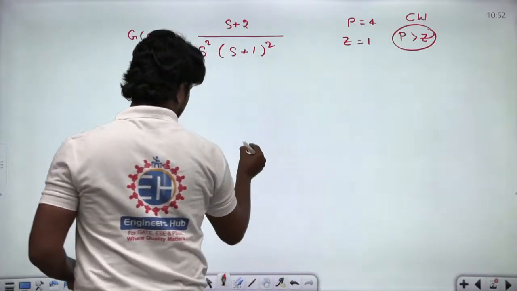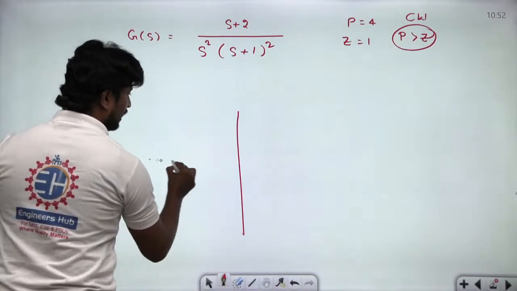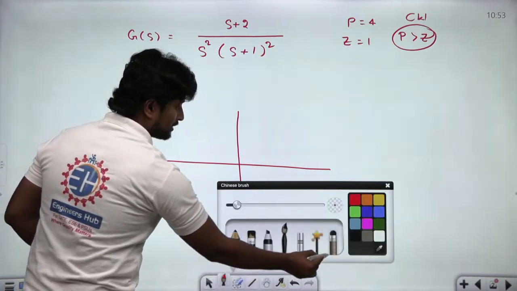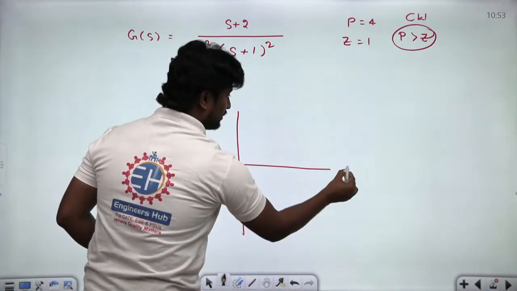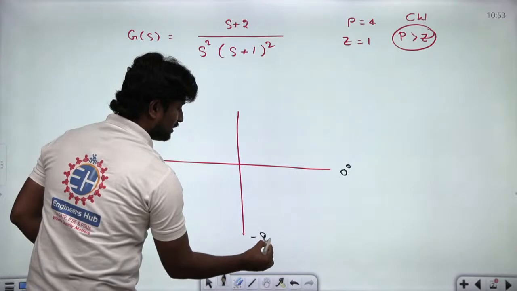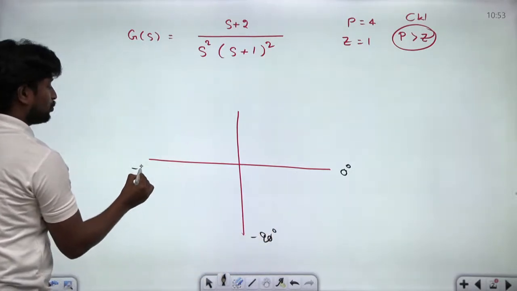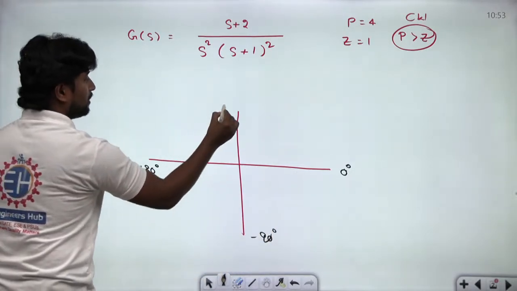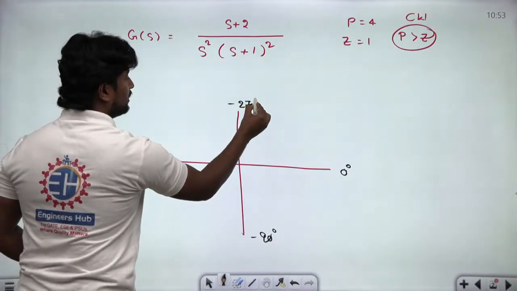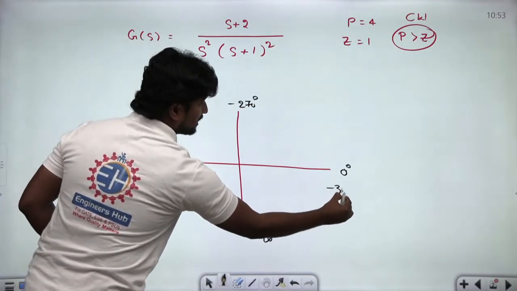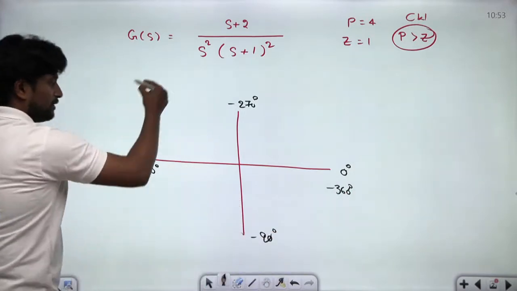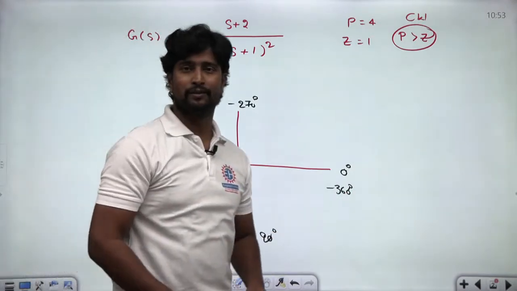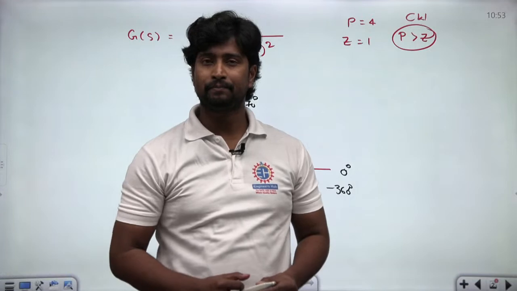Clockwise direction. This is what type of direction? Clockwise direction means it's 0 degrees, then minus 90, minus 180, minus 270, and minus 360, which indicates what? A clockwise direction. Are you clear?